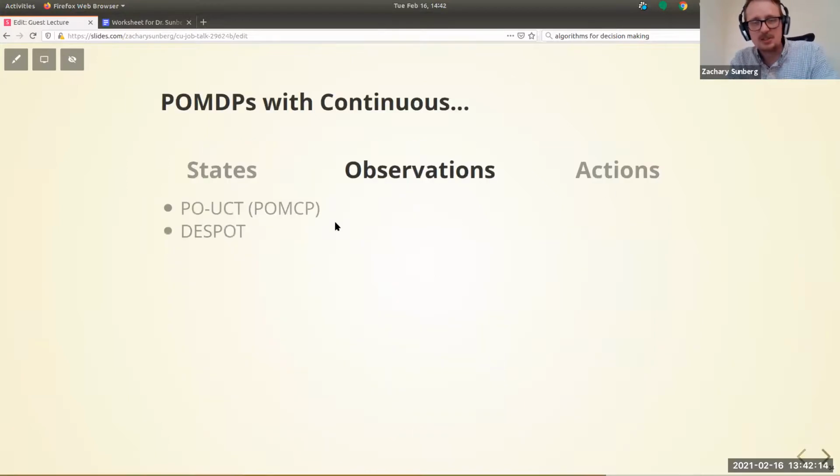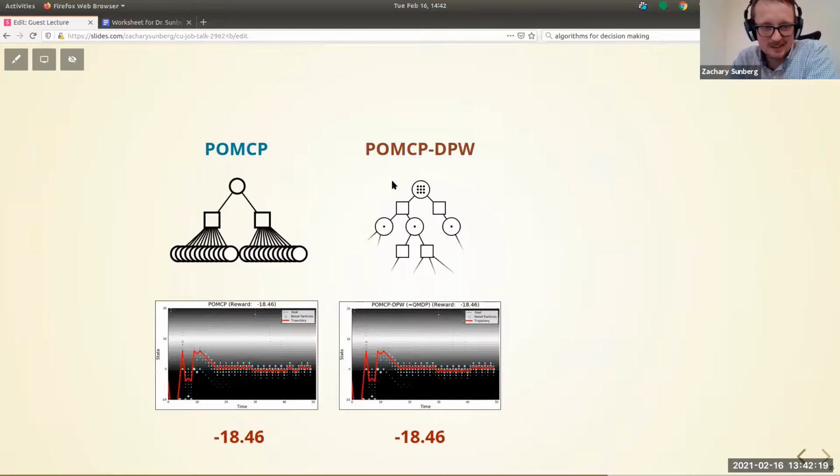But once we get to continuous observations, it becomes a little harder. And this is where my work has come in. So if you put POMCP right on a continuous observation problem, like this light-dark problem, every time it generates a new observation, it'll generate a new belief node. So it'll be a really wide branching factor for the belief nodes, because there's so many different possible beliefs that you could have based on the different observations that you can generate.